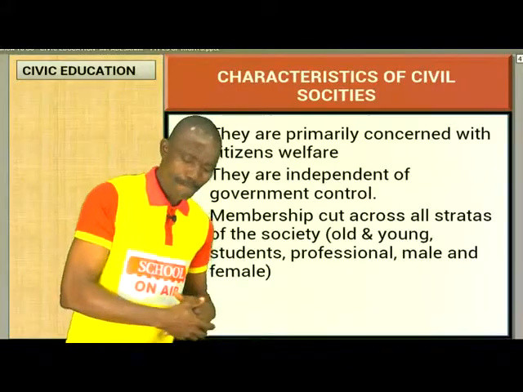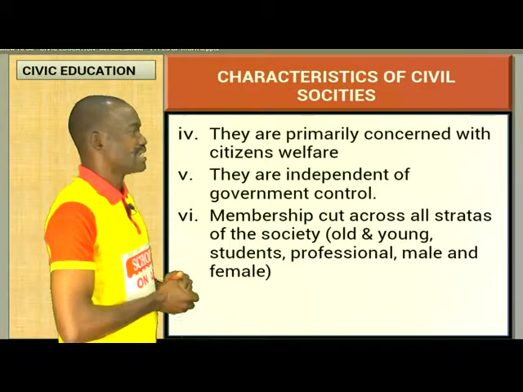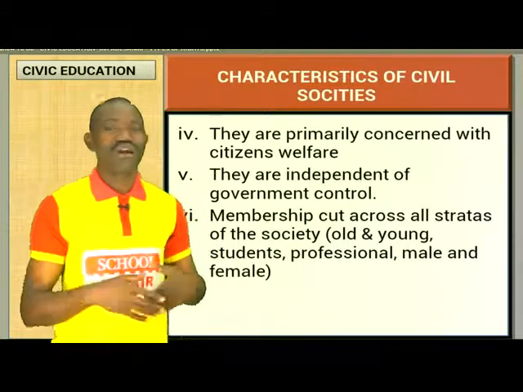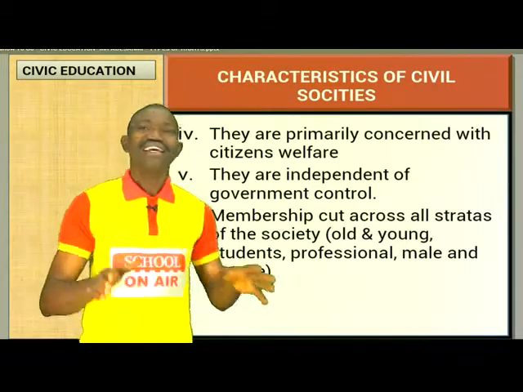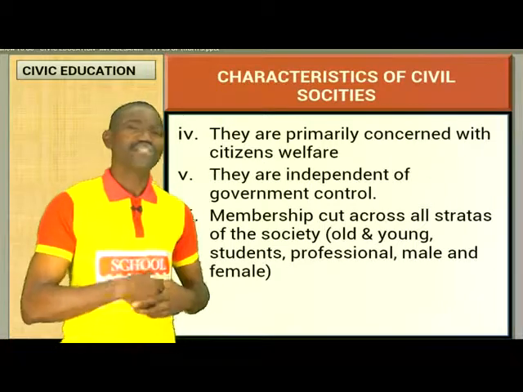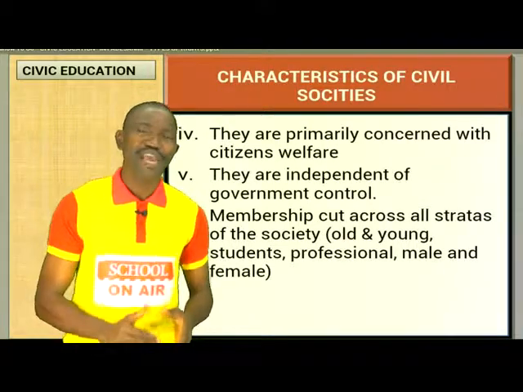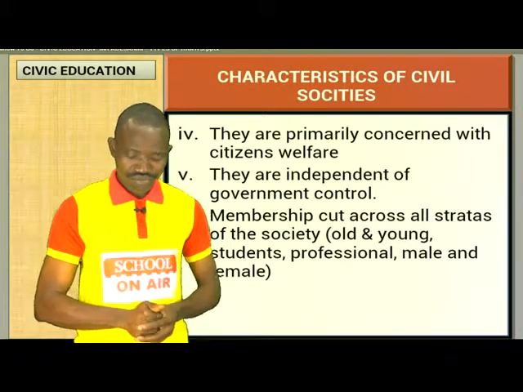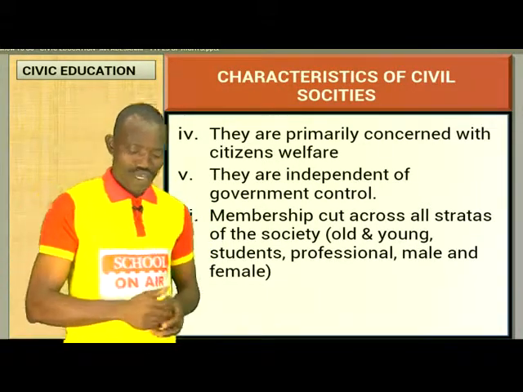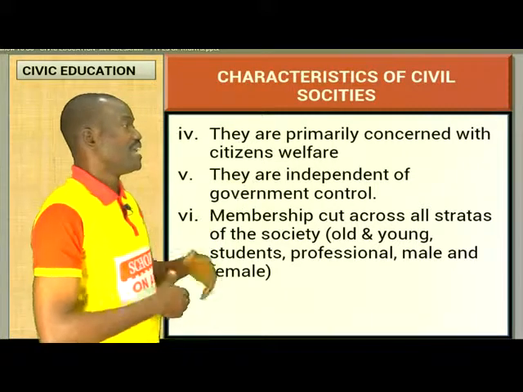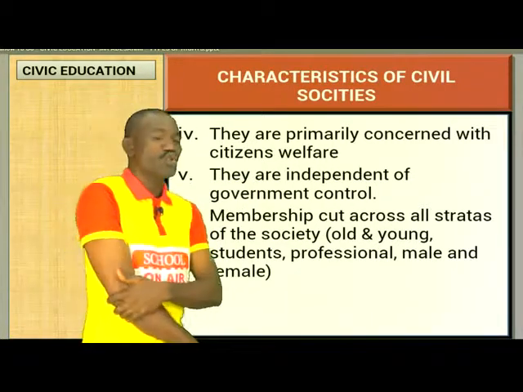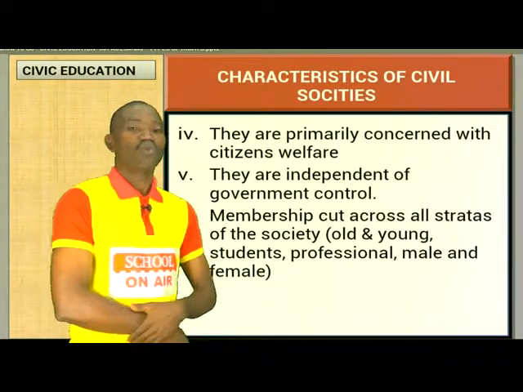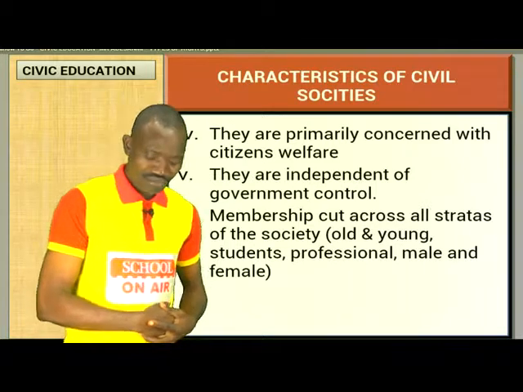Number four, they are primarily concerned with citizens' welfare. That is their concern, no other thing. The whole essence of civil society is the welfare of citizens. Any other thing is secondary. Number five, as I've told you earlier on, they are independent of government control. They are not controlled by government. They are not financed by the government, and they are not supervised by government.